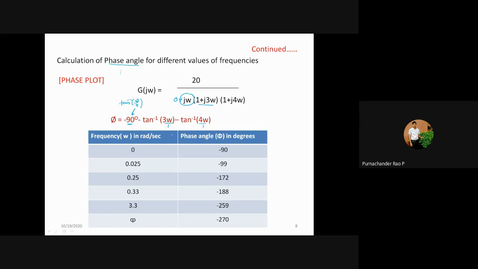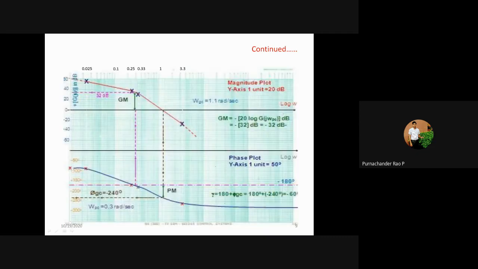Okay, so you have an equation in terms of the phase angle phi. Now you substitute different values: 0, 0.25, 0.3, like that, you can increase up to infinity. So you will get these phase angles. Once you get these phase angles, now you can draw the polar plot.